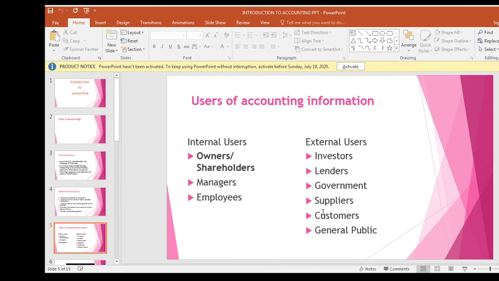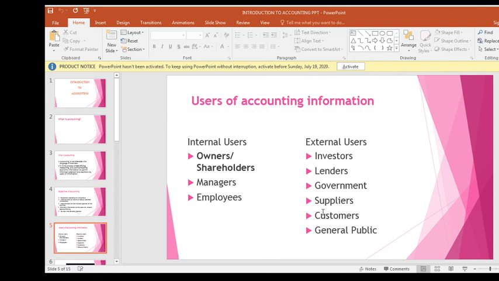We have the customers, who are also another category of external users, who are the reason as to why the business is in existence. The customers will be interested to know whether the business has the ability to continue operating into many coming years.